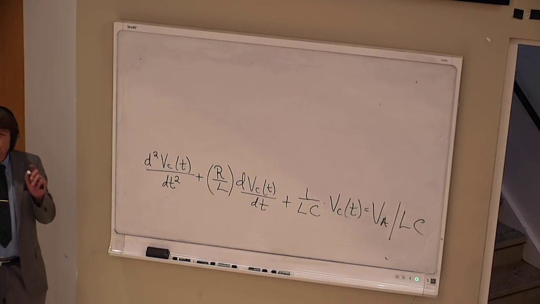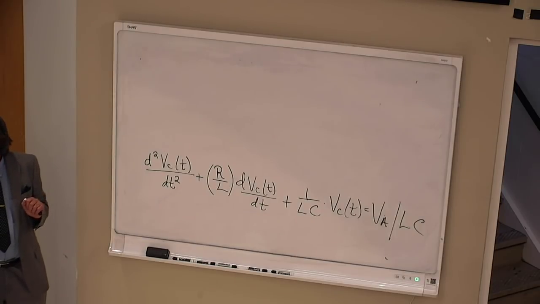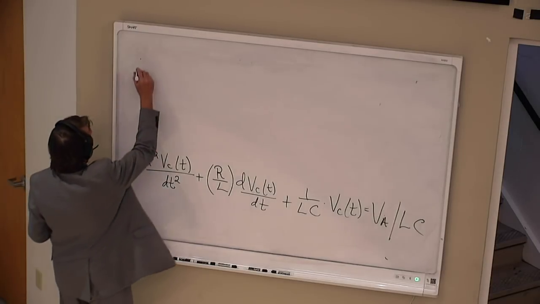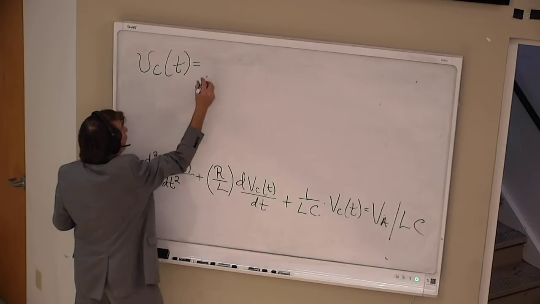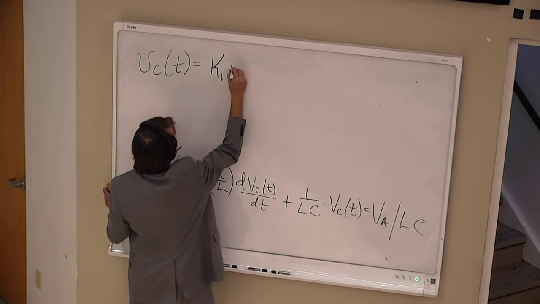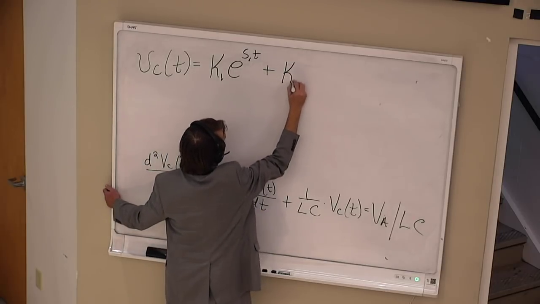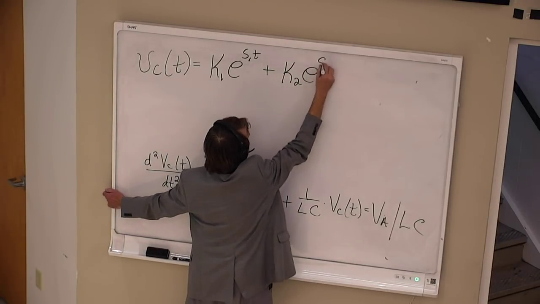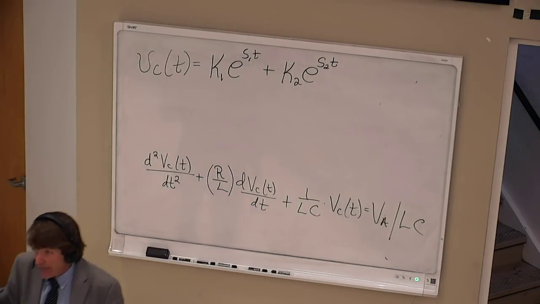My colleagues, we want the complete solution. By me telling you it's overdamped, I'm telling you the homogeneous solution. So you go to the formula sheet, which you'll see at the back of the exam, and the homogeneous solution, V sub c of t, for overdamped is K1 e to the S1t plus K2 e to the S2t. That's the homogeneous.